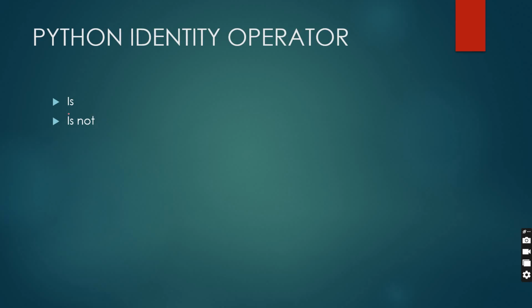So identity operator. Suppose you want to check whether the two variables are the same or not. Suppose I say x is equal to 10 and y is equal to 10. In this particular case, x is y is true, because x is also 10, y is also 10. Suppose I take x is equal to 10, y is equal to 20. So x is y is false in this particular case, because x is 10 and y is 20.